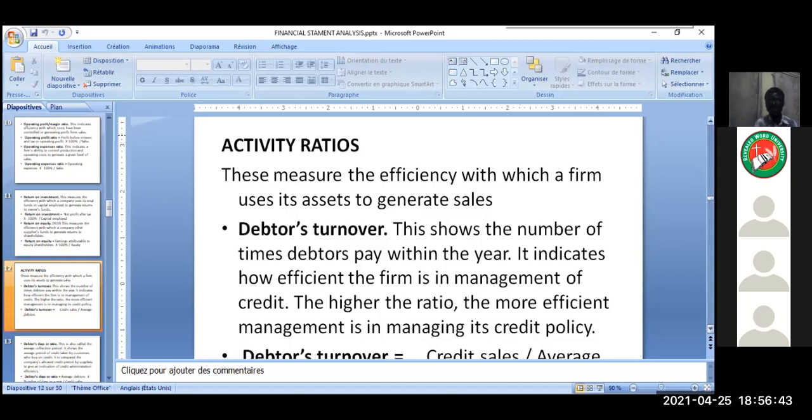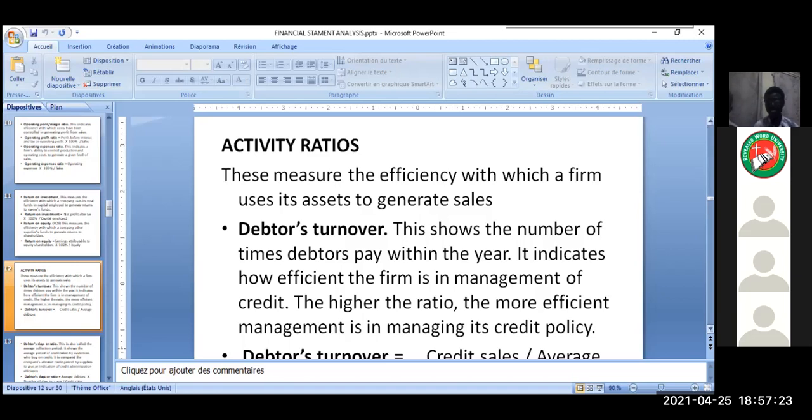Okay, so now these activity ratios, we actually measure the efficiency in which a firm uses its assets to generate sales. Now, some of the elements we have debtors turnover. Debtors turnover shows the number of times debtors pay within the year. It indicates how efficient the company is in management of credit. The higher the ratio, the more efficient the management is in managing its credit policy.